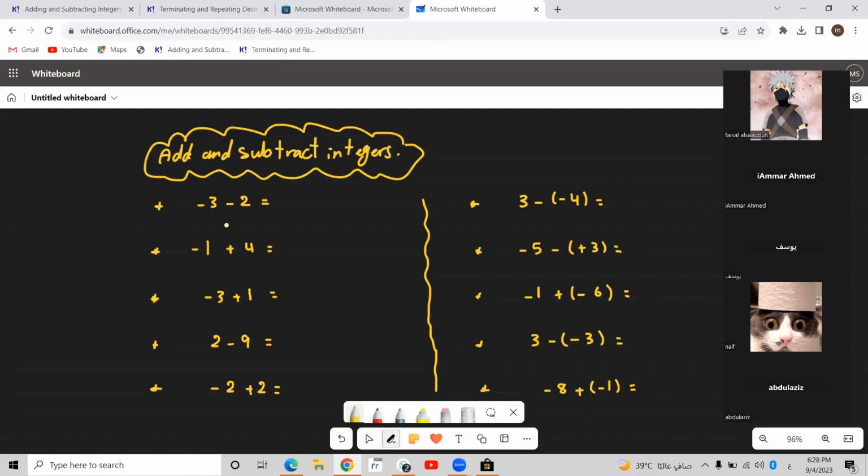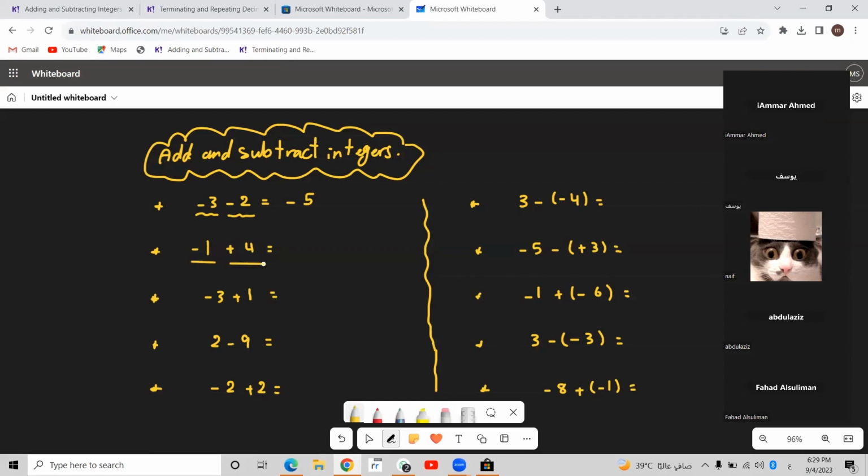-3 minus 2. As I told you, the difference between minus and negative is just the pronunciation. If you read all of it, it's -3 minus 2. If you read it part by part, this is -3 and this is -2. How can we do it? -3 means you lost 3, then you lost another 2, so you lost 5. This one, same idea. You lost 1, then you found 4, so at the end you found 3.